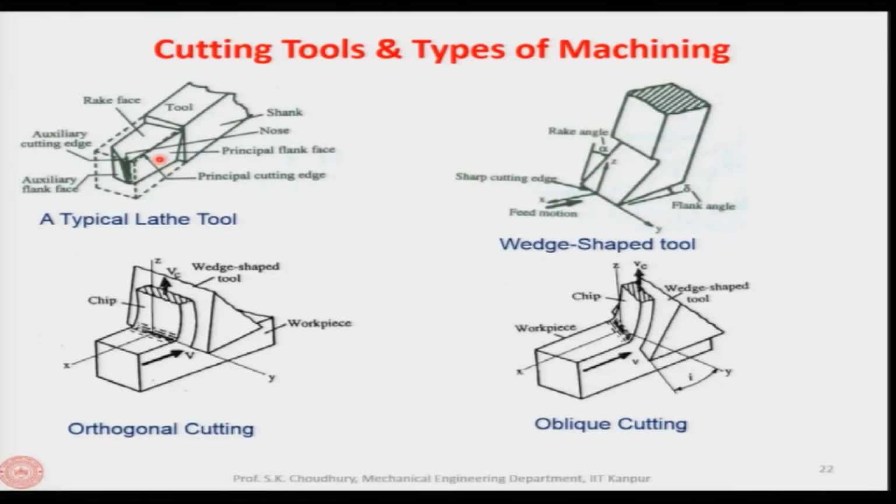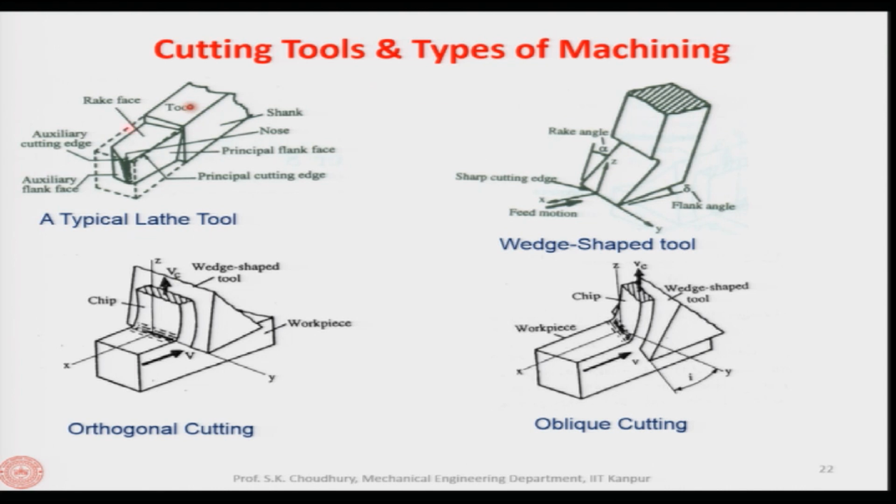Let me remind you that in the last lecture, we discussed the typical lathe tool, and we said that basically there are two faces, one which is the rake face, and along the rake face the chip always flows, and there is a principal flank face. Apart from that, there is an auxiliary flank face, and there are two edges, one is the principal cutting edge and another is the auxiliary cutting edge. Apart from that, we have the shank, and the shank helps us to clamp the tool in the tool post, that is what we said.